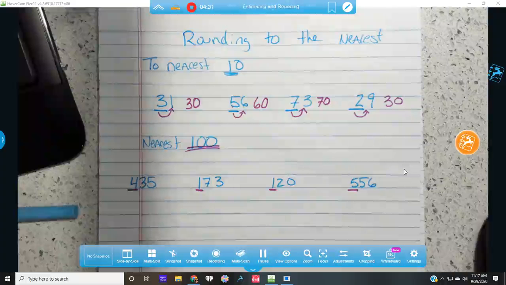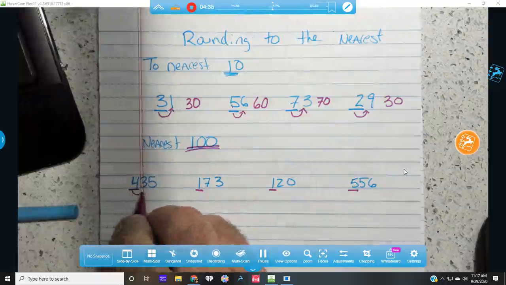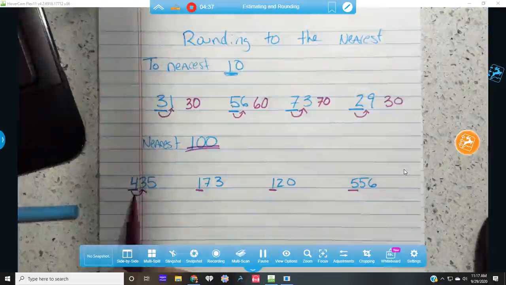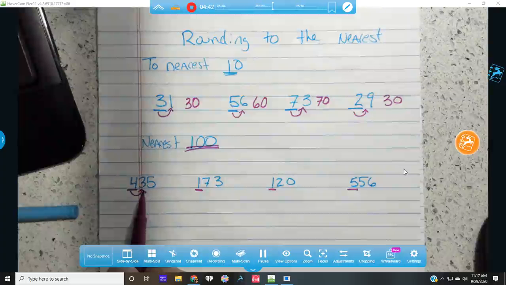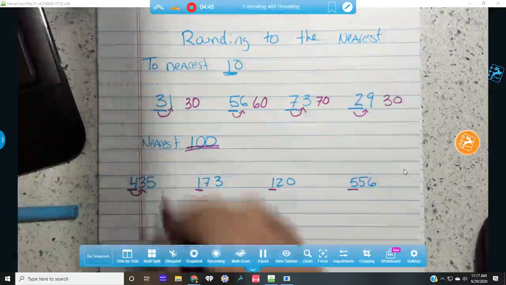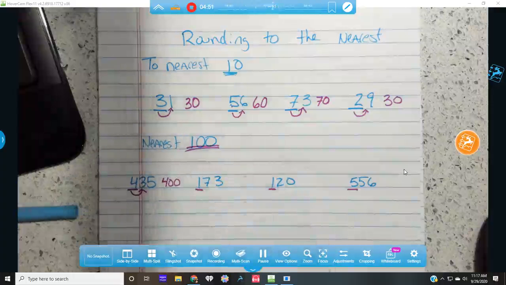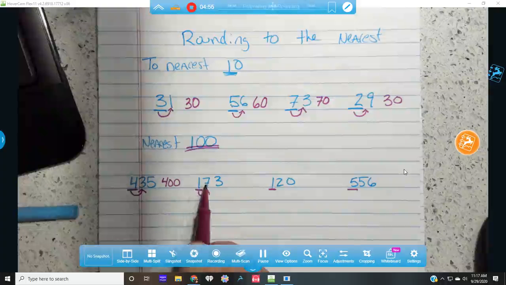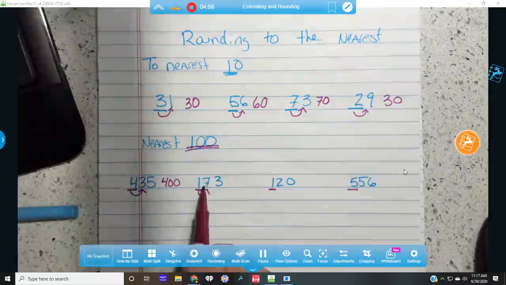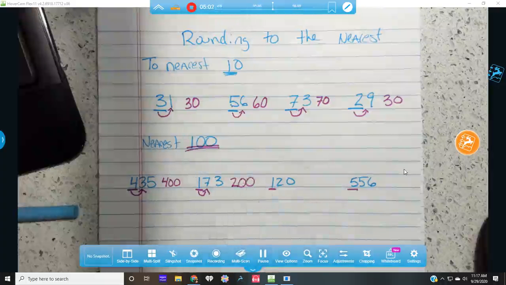Now, this is going to be the same as rounding to the nearest 10. We are just looking at a different digit. So 435. 4. Does that 3 make my 4 stay the same or become a 5? It makes it stay the same. So now 435 rounded to the nearest 100 is 400. 173. Well, that's 7. 7 makes it go up. Makes my 1 become a 2, and then I replace the rest with 2 zeros.